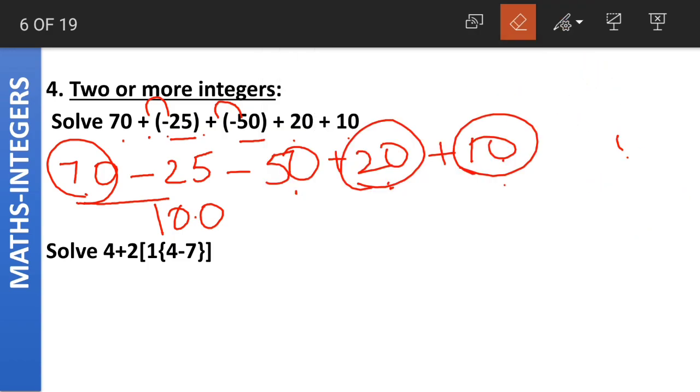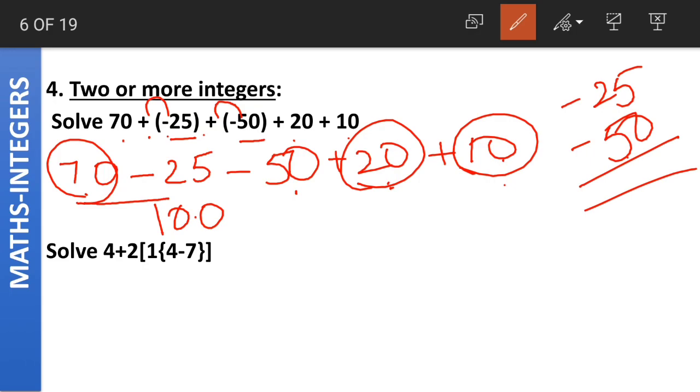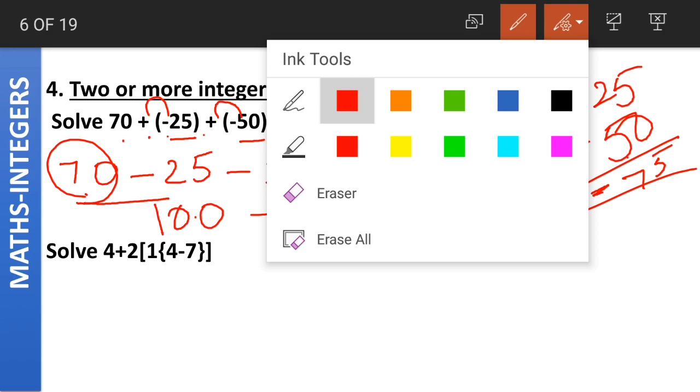And again we have two negative integers, minus 25 and minus 50. Now what to do when we have two negative integers? We add their absolute values. 5 plus 0 is 5, 2 plus 5 is 7, and then give the negative sign to the result. So the result of minus 25 minus 50 is minus 75. We write minus 75 here.